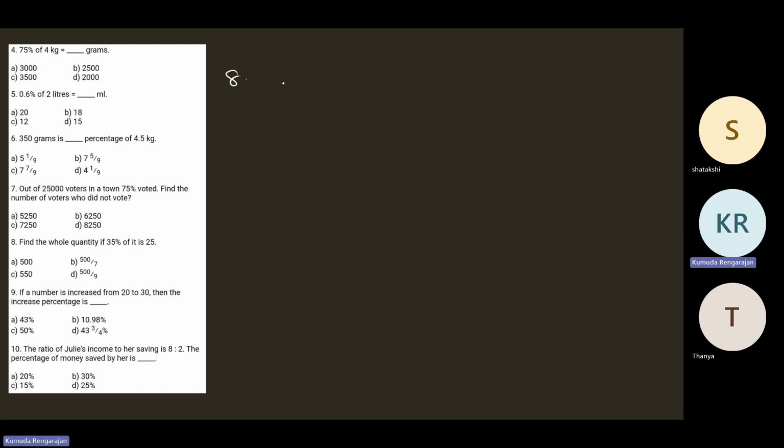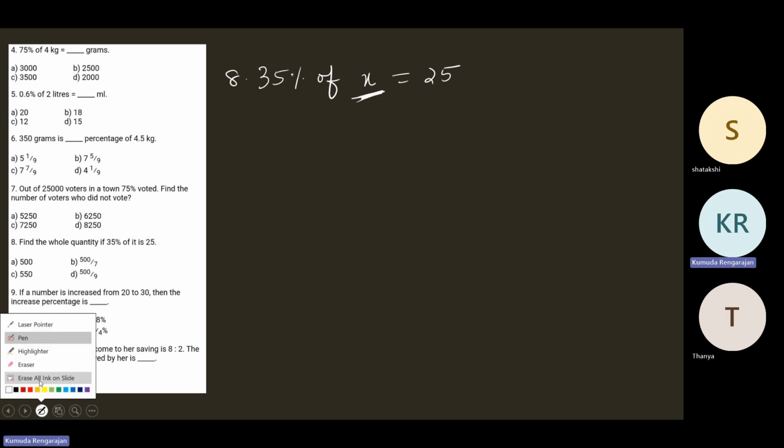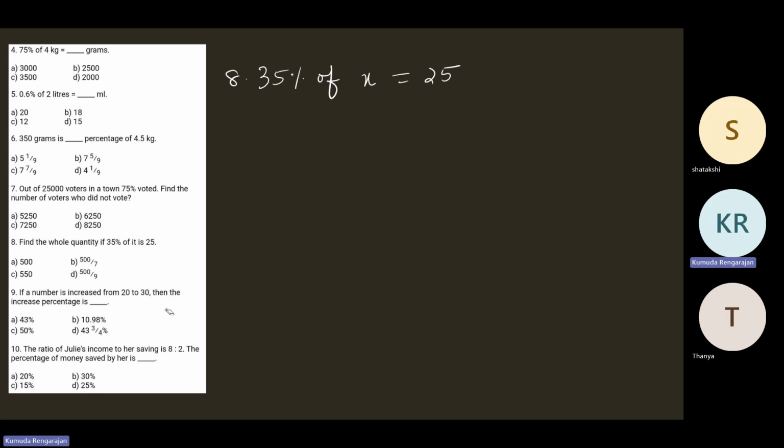Find the whole quantity if 35% of it is 25. So we don't know the whole. So let the whole quantity be X. 35% of that whole quantity X is 25. After "of", it is always the total here. So the total, or the whole, we don't know. So let's take it as X.